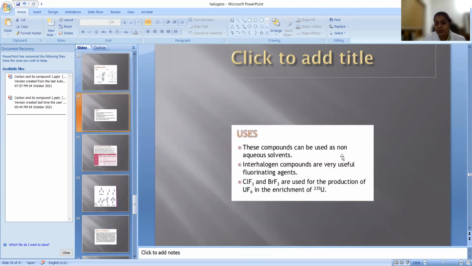What are the uses? These compounds can be used as non-aqueous solvents. Interhalogen compounds are very useful fluorinating agents, and ClF3 and BrF3 are used for the production of UF6 and the enrichment of uranium-235. So these are the uses.